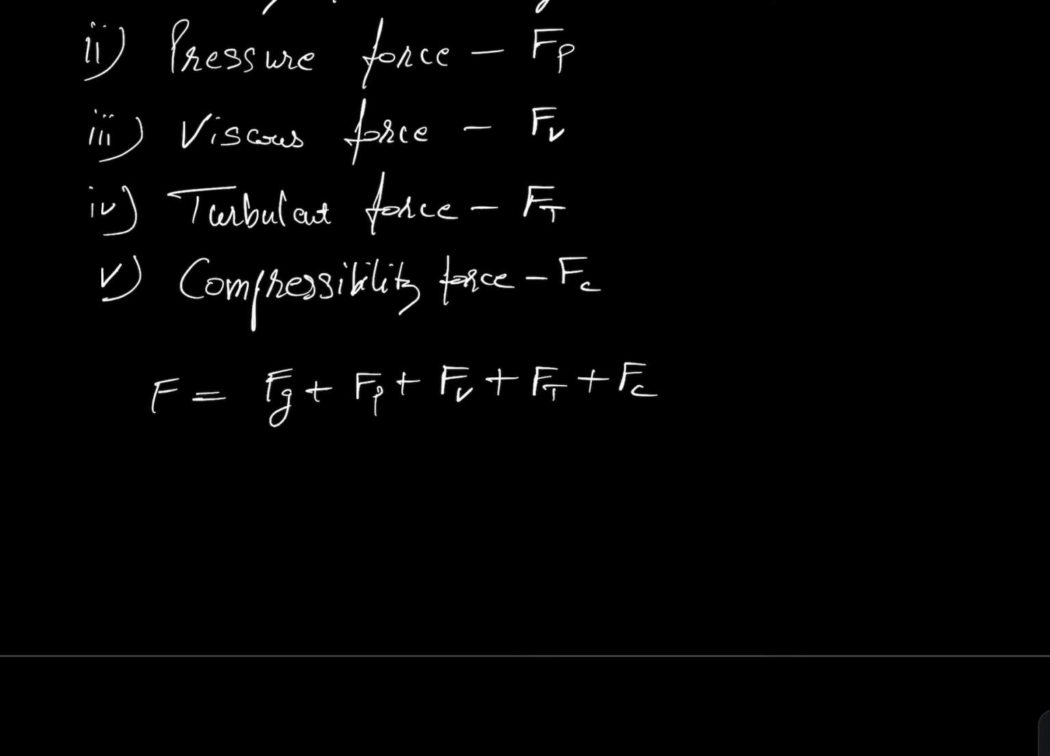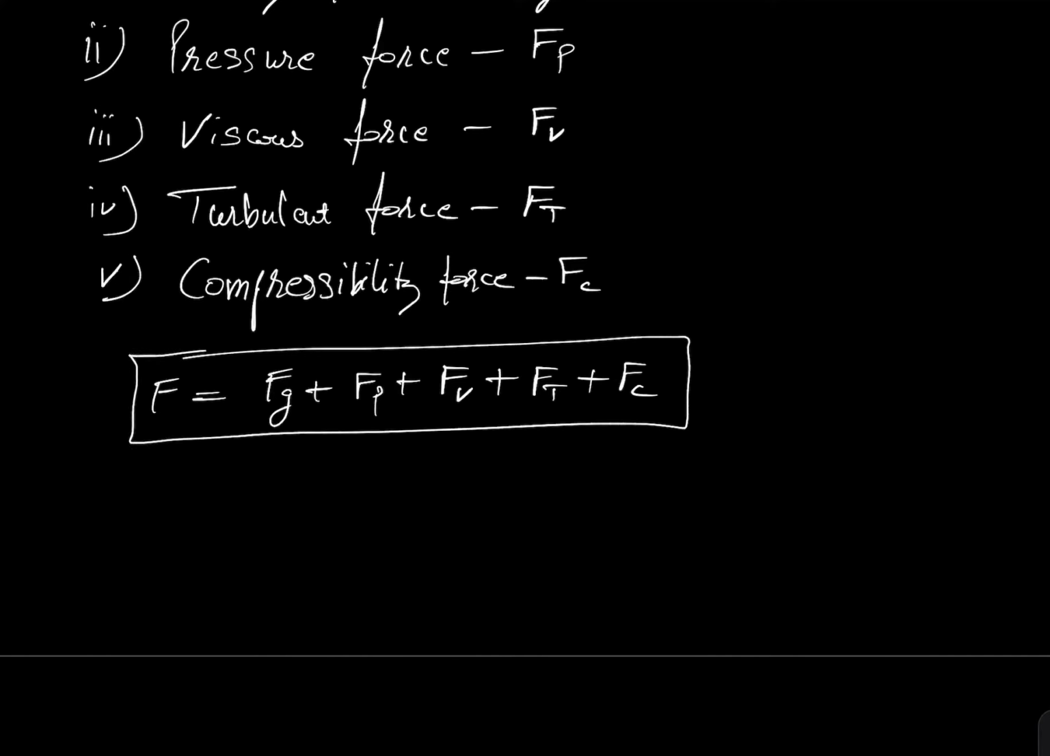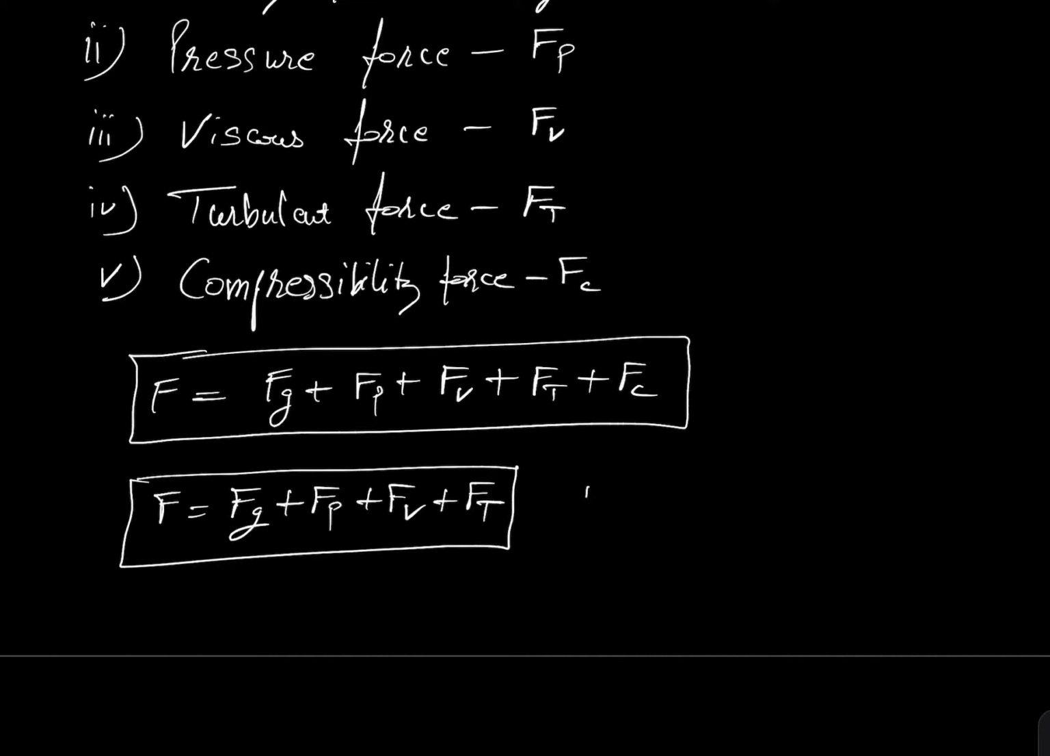So first of all, this is my master equation. This is my master equation, that is the combination of all the forces. First of all, we have already studied that we are going to ignore the compressibility forces. So let's say F is equal to Fg plus Fp plus Fv plus Ft. My first assumption is Fc is equal to 0, or I can say incompressible flow.